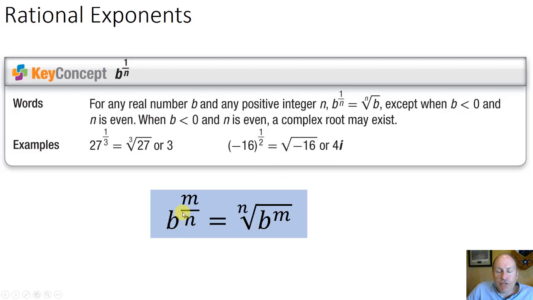Now we're going to expand that a little bit, not just 1 over n: b raised to the m over n, where m and n are integers, is equal to the nth root of b to the m power. Both of these things allow us to go between exponential form, the form you see on the left, where the power and root are exponents, and radical form. You can see that the n is the index, or root, and the m is the power to which the base is being raised.